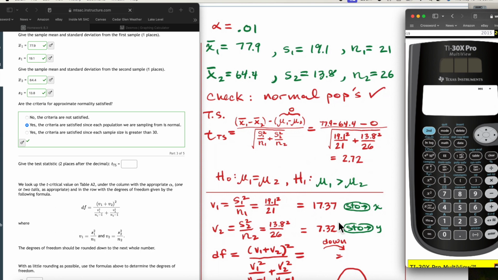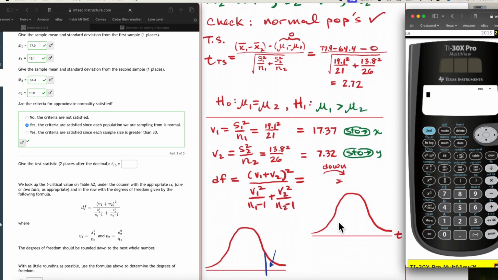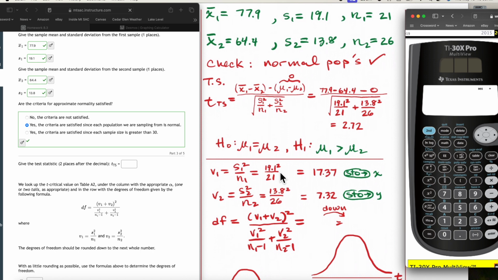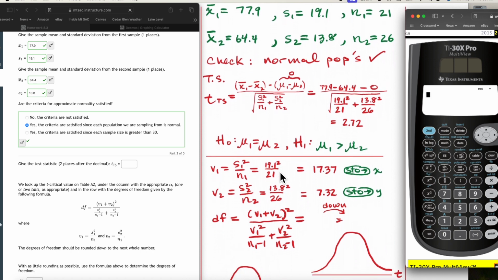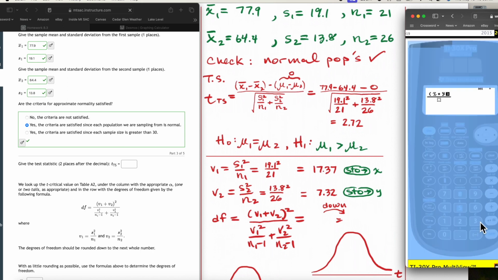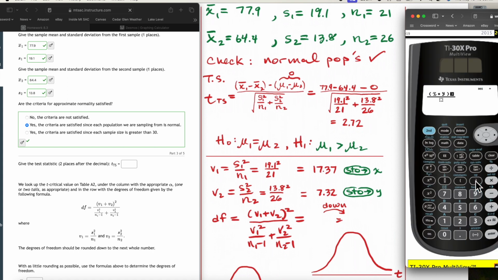So then our next job, let me just slide up on this here. The next job here is to get the degrees of freedom, and V1 is X, V2 is Y. We'll need those sample sizes, so the sample sizes are up above, they're 21 and 26. Okay, so I'm going to put this formula in here, but in terms of X and Y. So first a fraction, then a parenthesis, X plus, tap twice for a Y, close the parentheses, and square it.